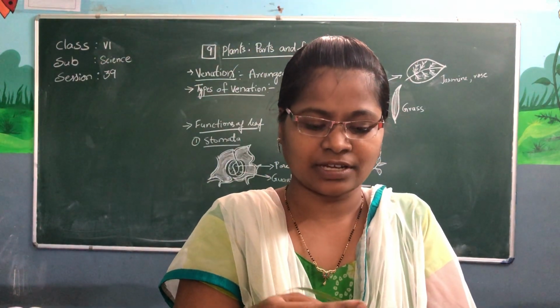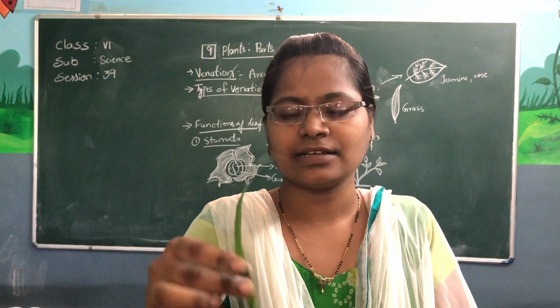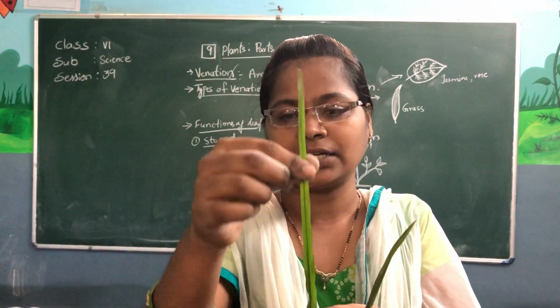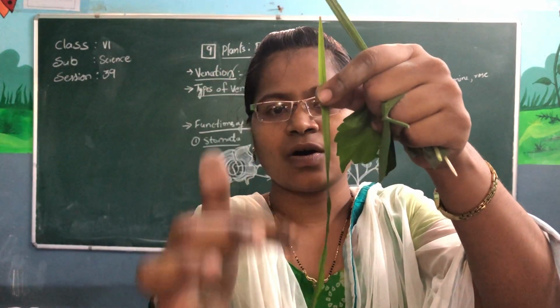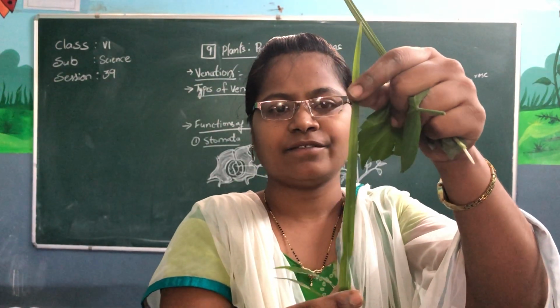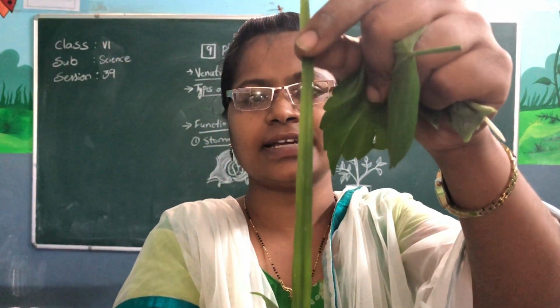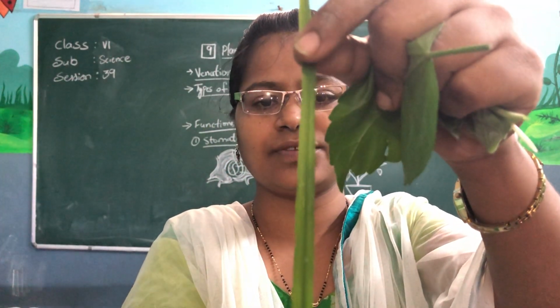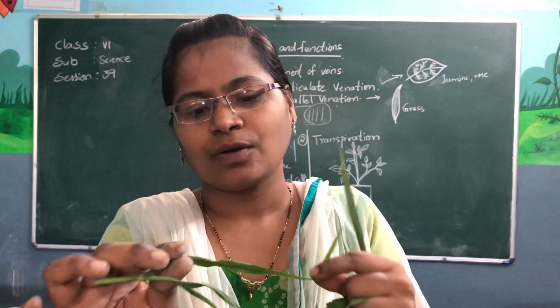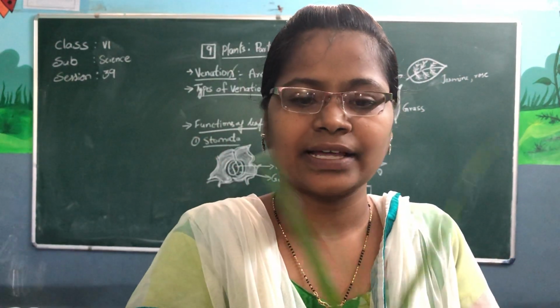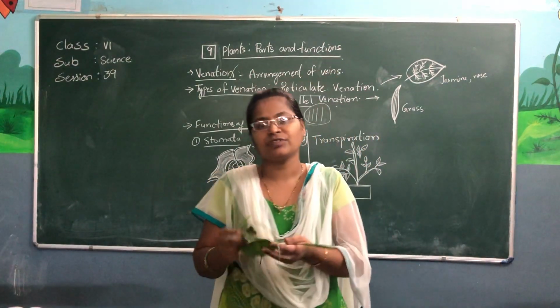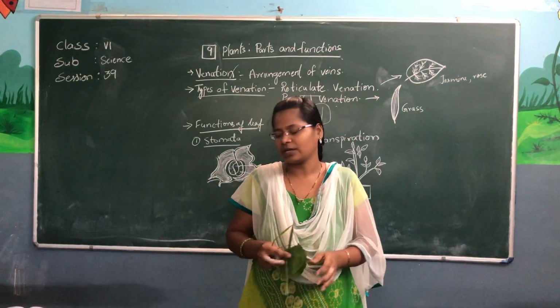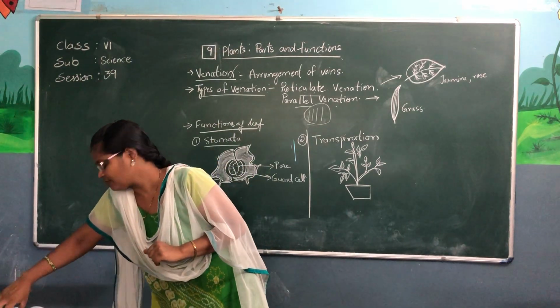And for parallel venation, I will show you grass. I collected this grass when I was coming to the school. See, you can't see a web. There are all straight lines of veins, many lines, at least four to five veins you can see. If it is not clear, you can collect grass from outside and you will see veins parallel to each other. Most leaves you will find are reticulate. Only a few have parallel venation.